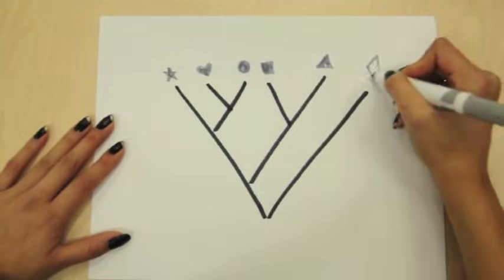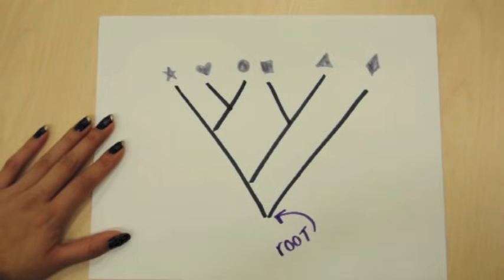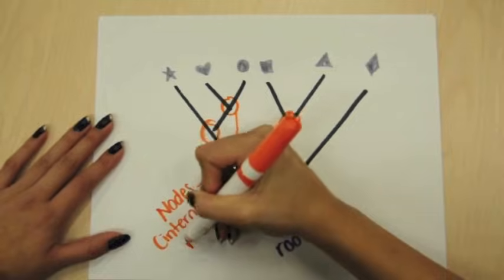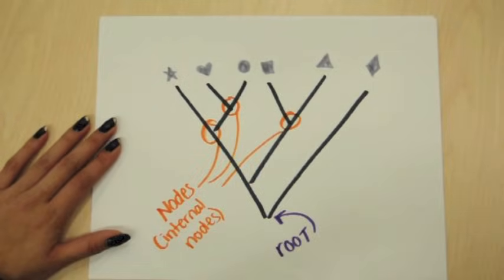This is the anatomy of a phylogeny. The root is at the very bottom, and this is where the rest of the tree stems from. The root is the common ancestor of all organisms present in the tree. The internal nodes represent other common ancestors present in the tree. Nodes also indicate diversification of species. In this tree, the heart and the circle both share two common ancestors in addition to the root.